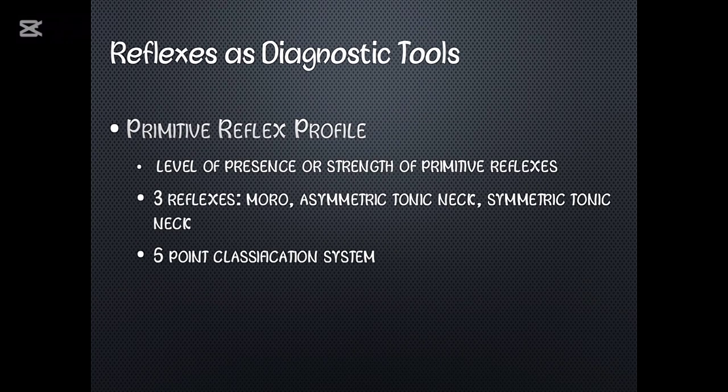Now the next one is Primitive Reflex Profile. So, this includes quantification of the level of presence or strength of primitive reflexes. It incorporates three reflexes: Moro reflex, asymmetric tonic neck reflex, and symmetric tonic neck reflex. And it has 5-point classification system: 0 for absent, and 4 for force so strong that it dominates individual.